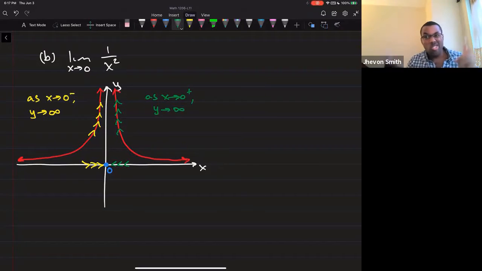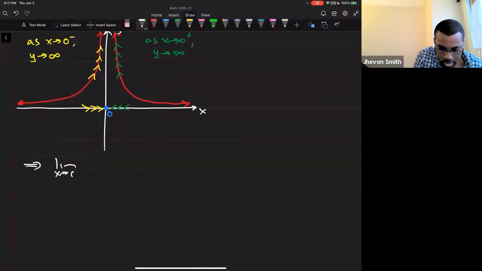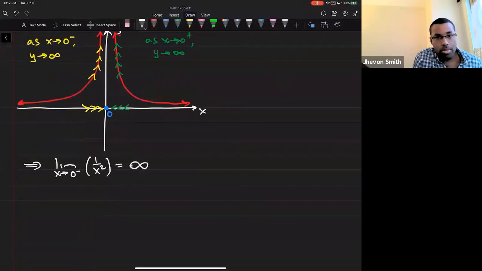Now, infinity is not really a number. However, you would be able to say here that, hey, both sides actually agree. We agree on what's going on. The y value is blowing up without bound. And so here, you'd be able to say the limit as x approaches 0 of the function 1 over x squared is equal to positive infinity.